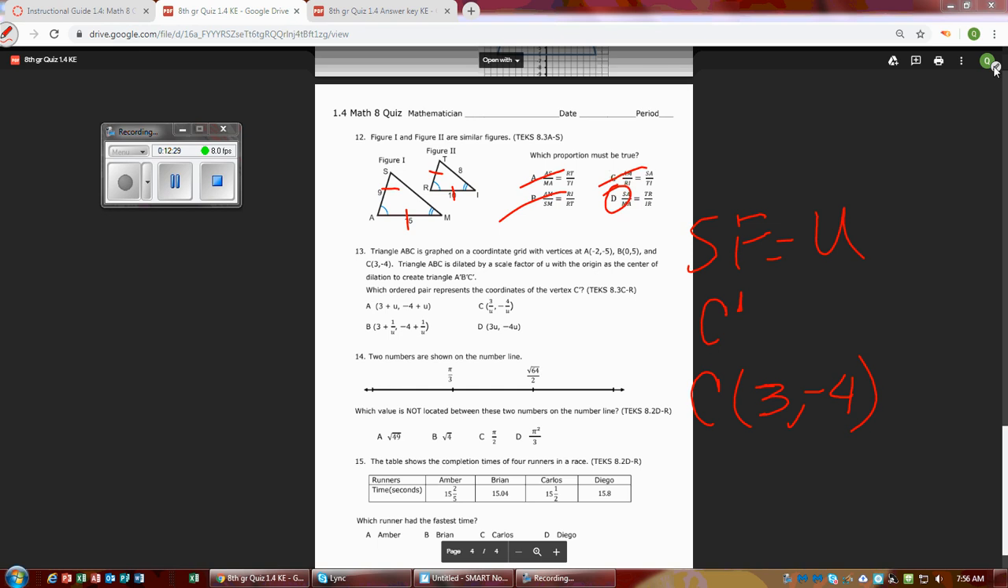So if I wrote my rule, (x, y) goes to my scale factor times my x, my scale factor times my y. So applying that rule to C to create C prime, I use my x and y value.